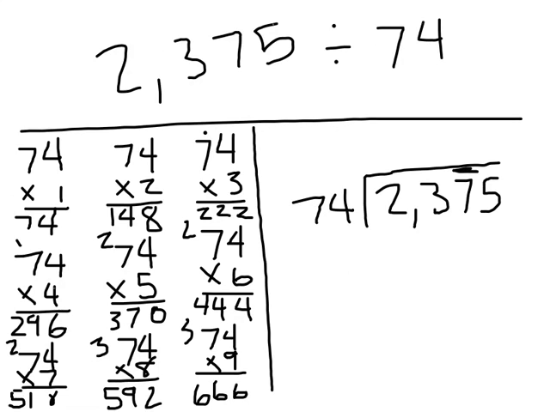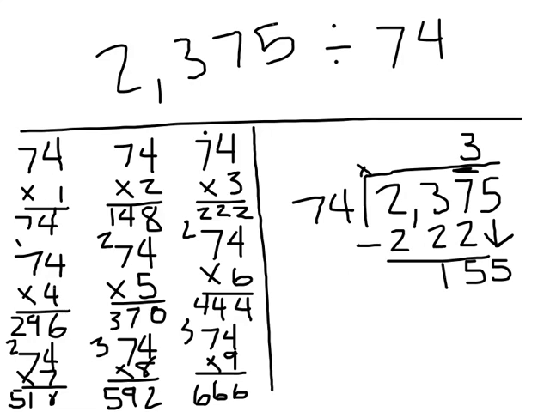74 goes into 237 3 times. 3 times 74 is 222. Now I can subtract. When I do that, I get 5, 1, and 0. I have 15 tens remaining. Bring down my 5. Now I need to see how many groups of 74 ones I can take from 155 ones. I can take 2 groups. 2 times 74 is 148.